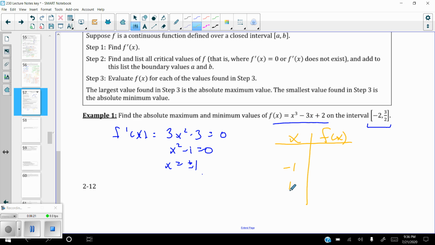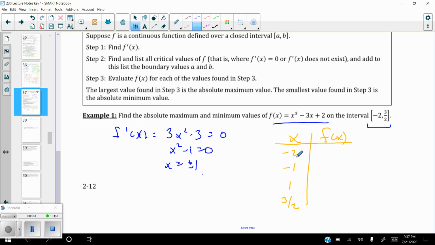Those could be my absolute max and absolute min values, but I also have to test the endpoints. So I also need to test -2 and 3/2. Okay, 3/2 will take a little extra work to be able to figure out. The other ones we should be able to do pretty easily just by talking through it.